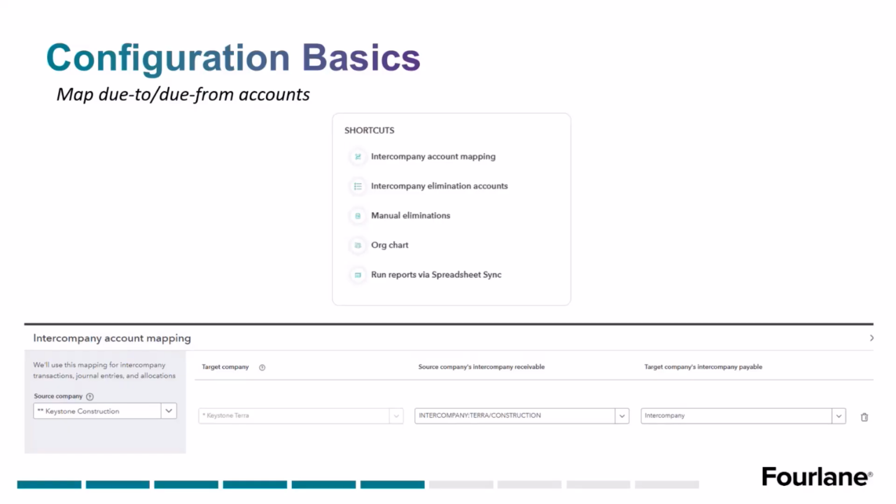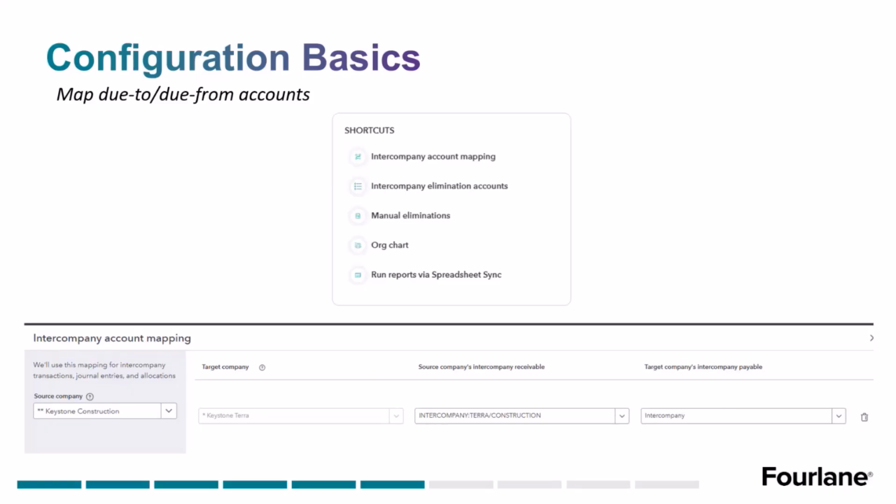Once your entities are defined and connected, the next major step is intercompany mapping, and this is where IES really starts to deliver value. Under the Multi-Entity Settings tab, you'll find a section to map your due to and due from accounts. This is essentially where you teach IES how to handle transactions between your companies. Think of it like drawing a bridge between two ledgers.